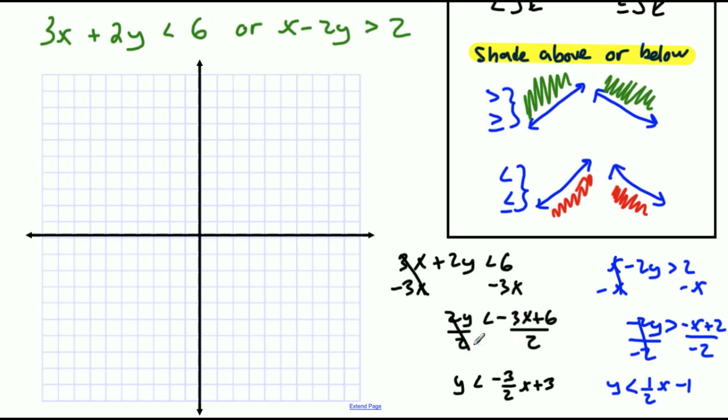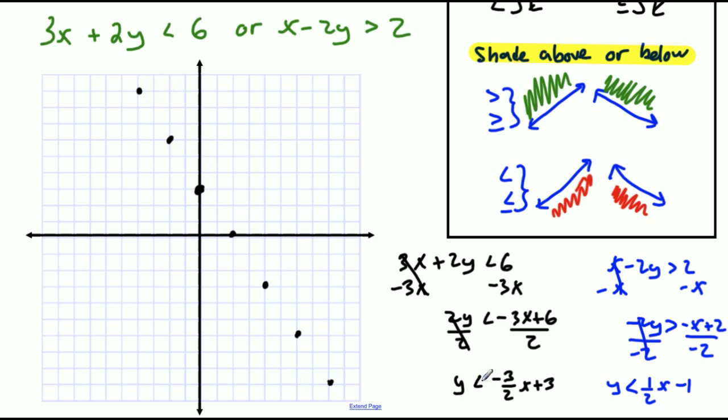So let's start with the first one right here. We have a y-intercept of 3, and we have a slope of negative 3 over 2. So down 3 over 2. Awesome. Down 3 over 2. And we can go up 3 over 2. Up 3 over 2. Cool.